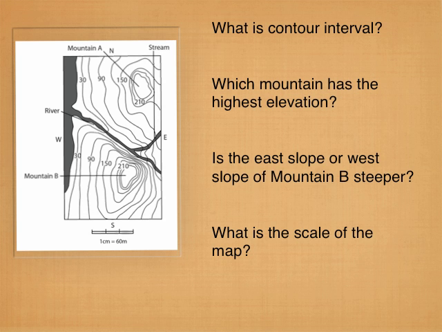The scale of the map is located at the bottom where the little south symbol is, and the scale is 1 centimeter on the map is actually equal to 60 meters traveled.